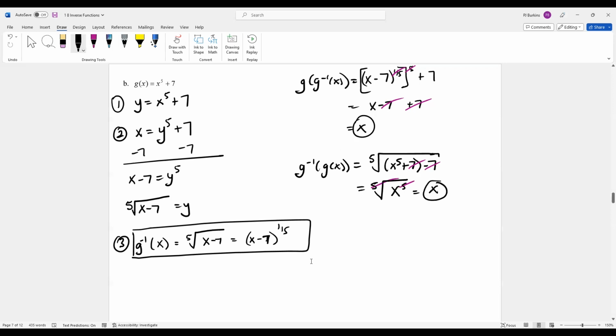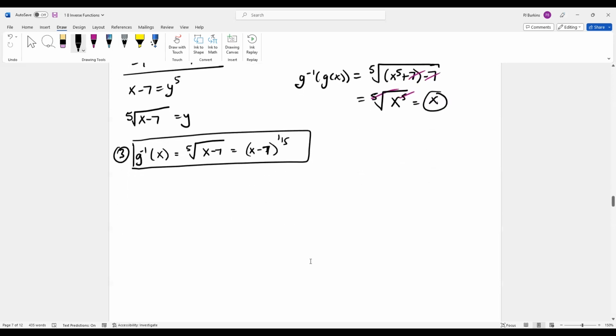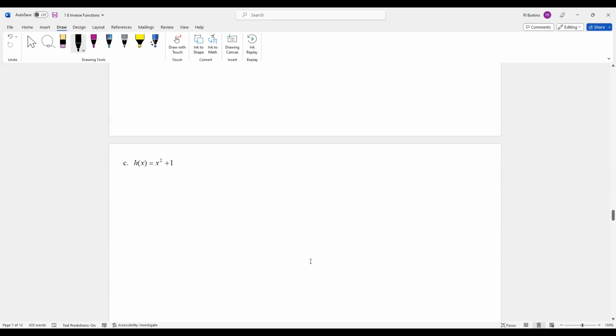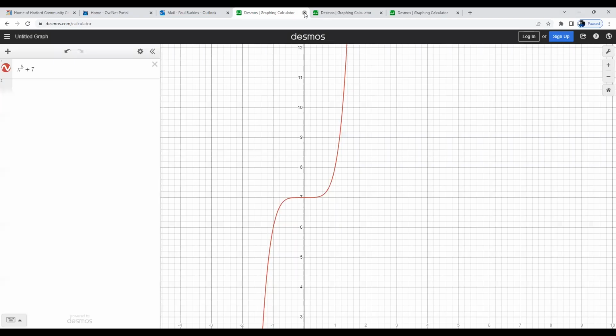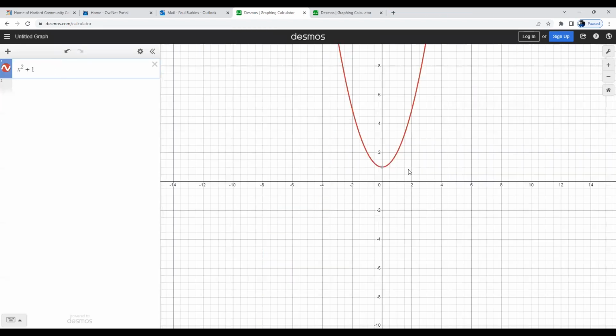So I'm going to leave it to you to go ahead and compute that part for these next couple. I'm just going to focus on finding the inverse. So I have x squared plus 1. Once again, let's take a look at the graph. We should know basically what that looks like, right? That's going to be a parabola, like the parent function x squared. It's plus 1, so it's shifted up 1 unit, right?